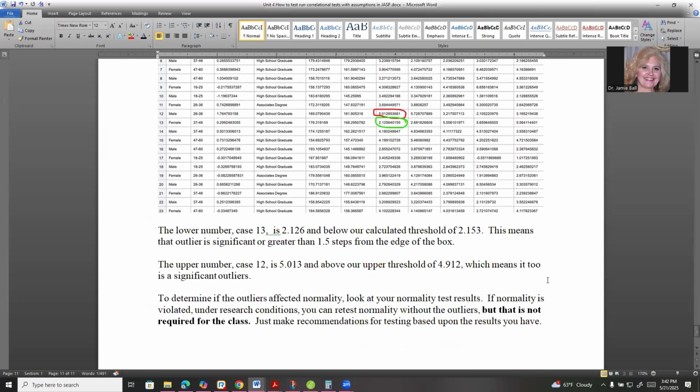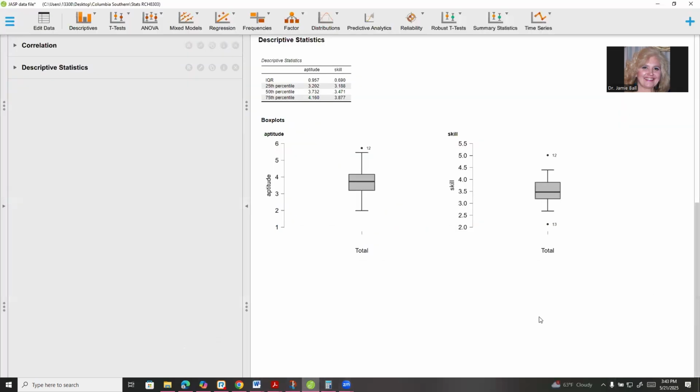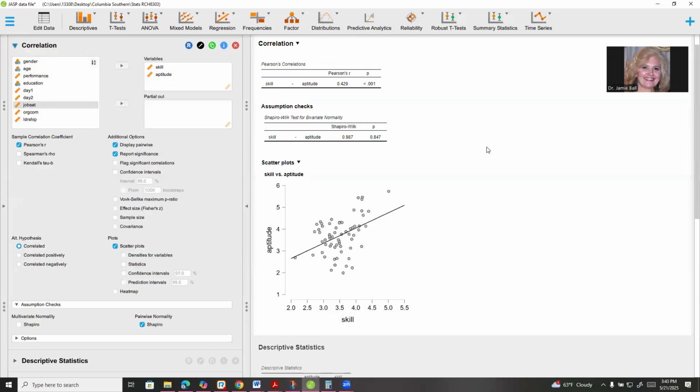Now, how do I know if these outliers are affecting my data? Well, that's easy. I can go look at my normality test, which I've already conducted. We have already determined that my data was normally distributed. Okay? It's normal because P is greater than 0.05. Now, let's say P was violated. I could remove those two cases from my analysis and check normality again. And if normality is not violated, I can make my decisions.